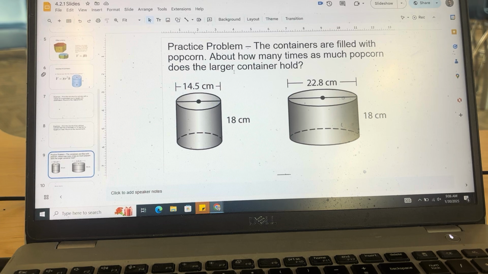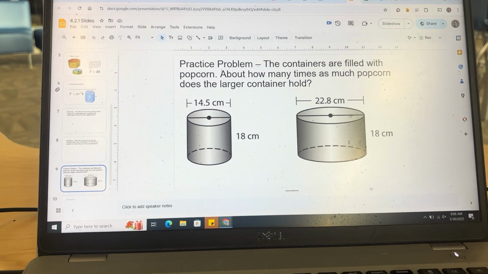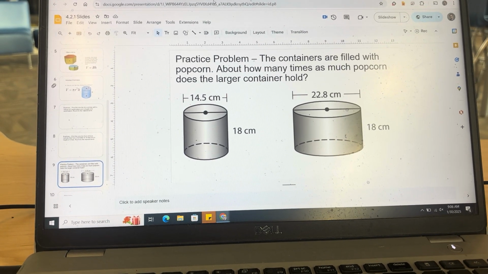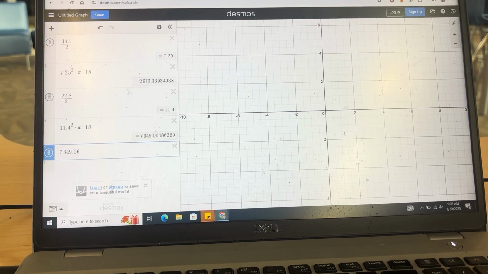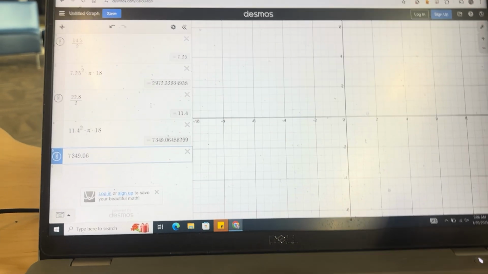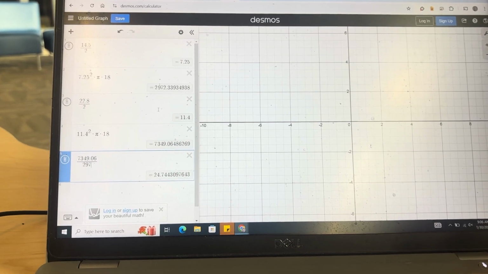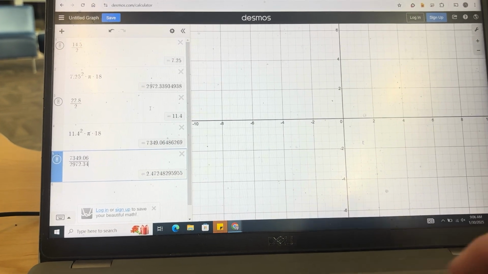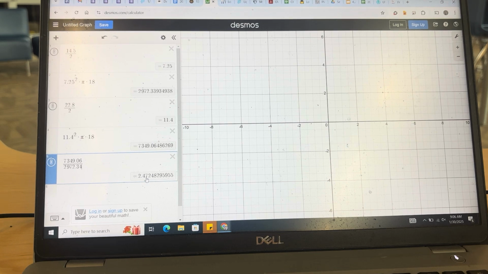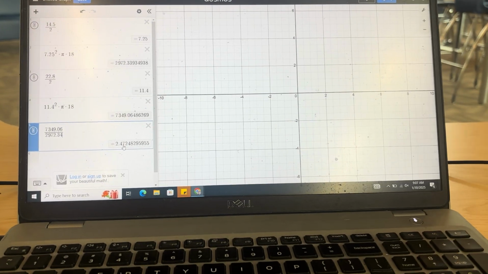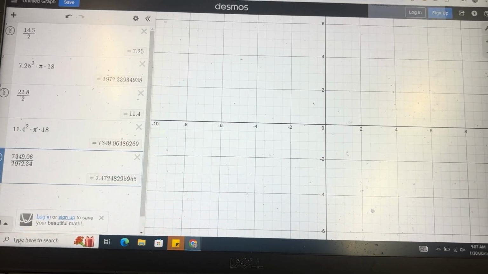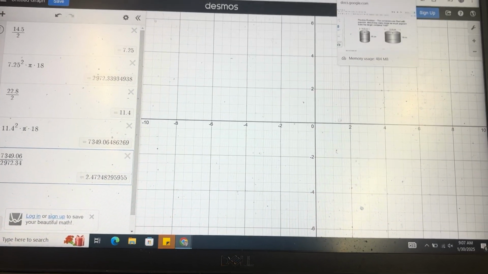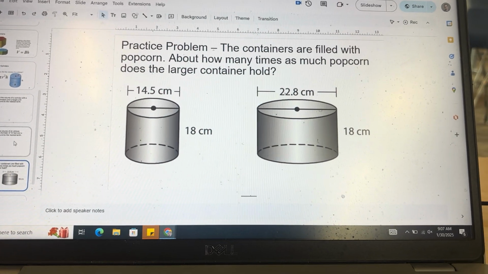Let's look at that question again. About how many times as much popcorn does the larger container hold? Okay, so it's asking how many times I'd have to multiply this small one to get to the big one. I'm going to divide this by 2,972.34. I just go 2 decimal places, almost 2.5 times more popcorn. Okay, or 1.5 times more. It holds 2.5 times the amount total. All right, so that's how that one's going to work.